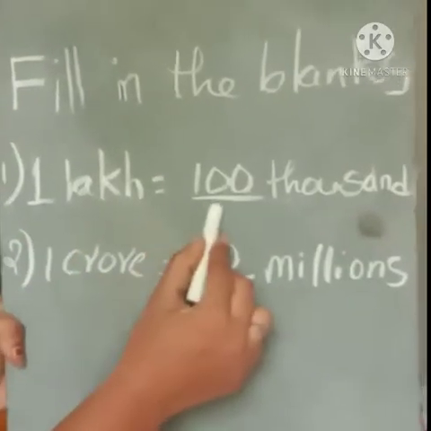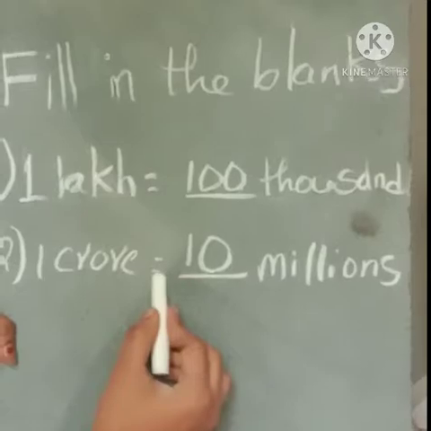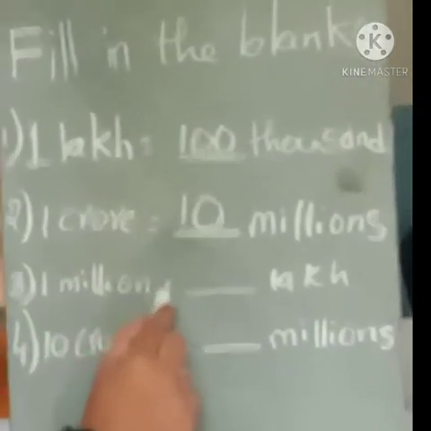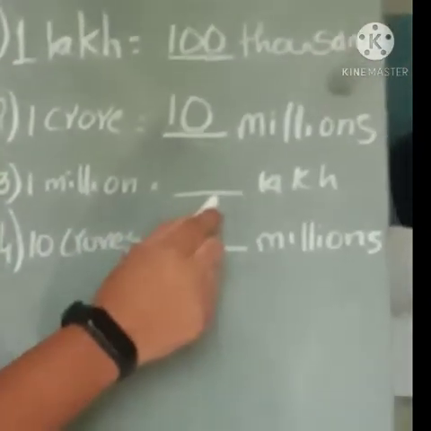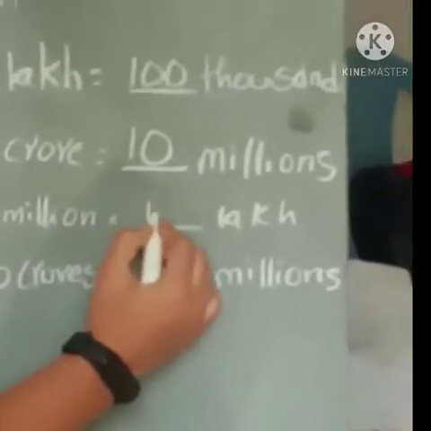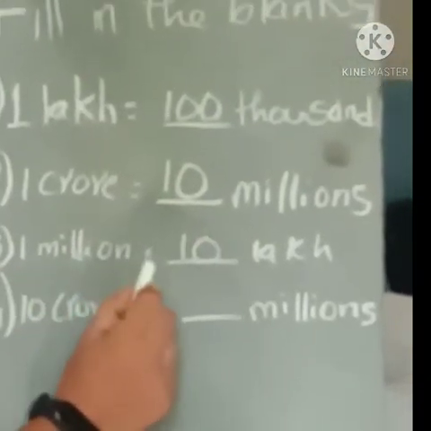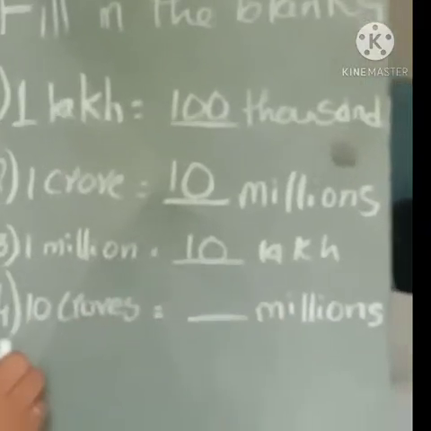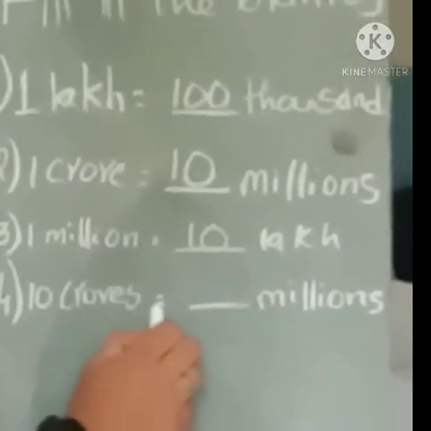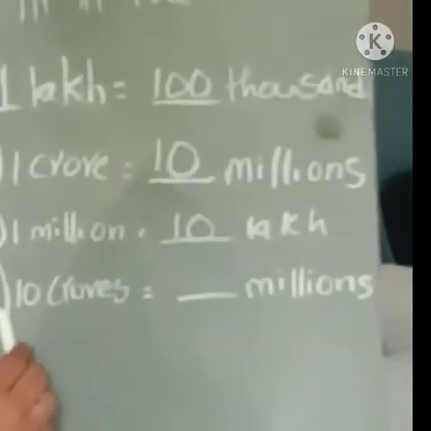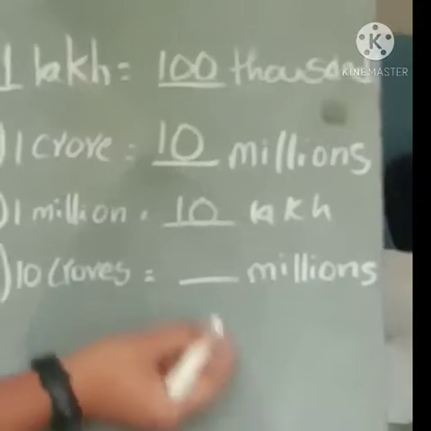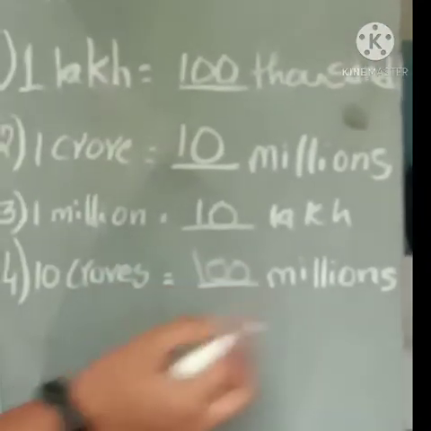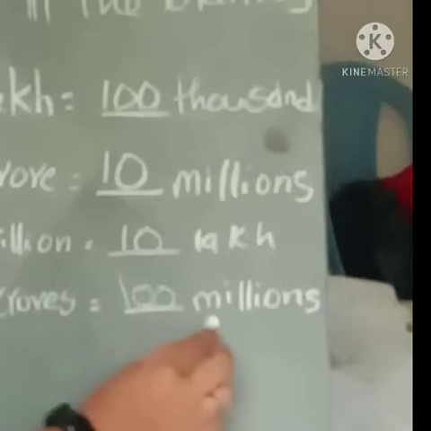See, 1 lakh is equal to 100 thousands. 1 crore is equal to 10 millions. Okay, now see the third one. 1 million is equal to dash lakhs. How many lakhs? 10 lakhs. 1 million is equal to 10 lakhs. Next, see the fourth blank. 10 crores is equal to dash millions. How many millions? 100 millions. Okay, 10 crores is equal to 100 millions.